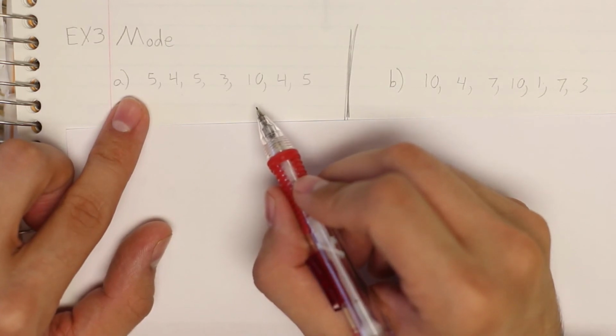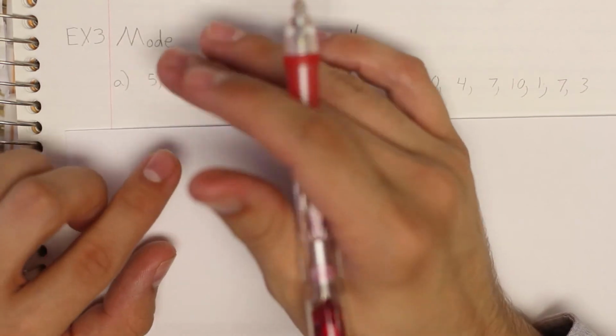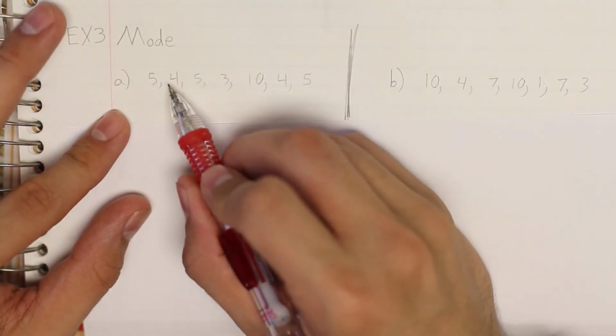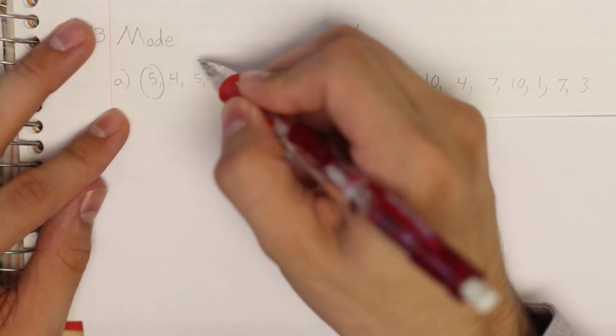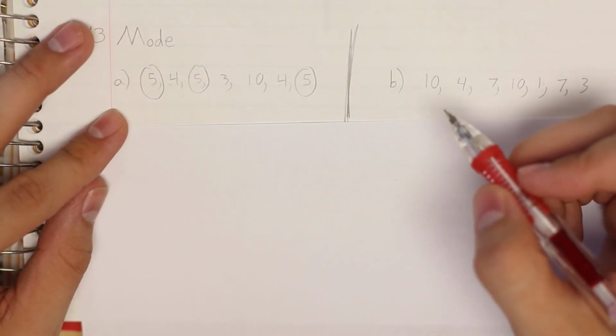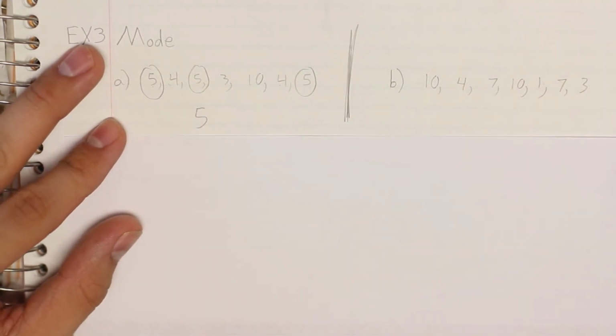What you need to do is you need to find the one that appears the most. If you want to, you can write the word mode equals most. So I see multiple 5s, I see multiple 4s, but which one appears the most? Well, 5s appear 3 times, 4s appear 2 times, so 5 is the answer. 5s appear the most, okay?